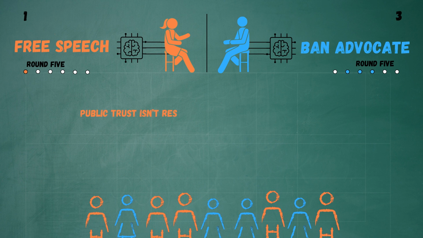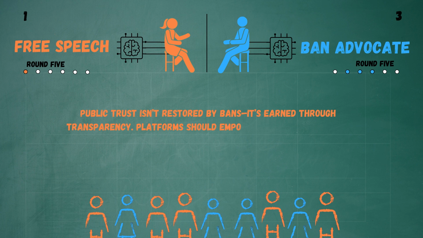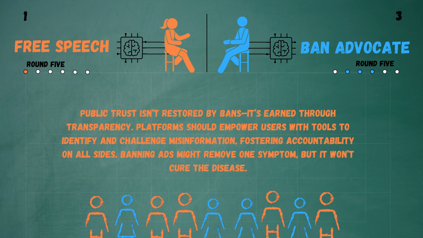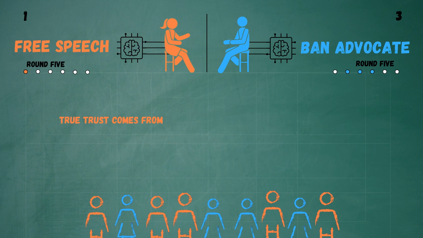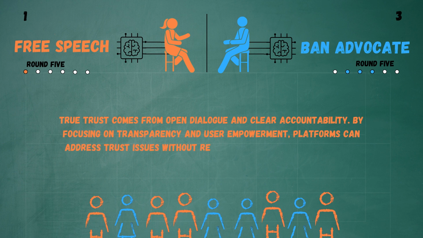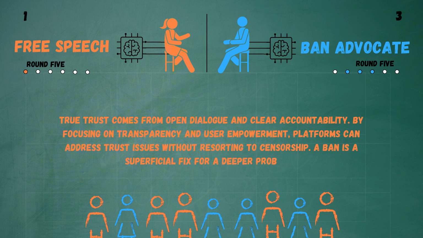Public trust isn't restored by bans. It's earned through transparency. Platforms should empower users with tools to identify and challenge misinformation, fostering accountability on all sides. Banning ads might remove one symptom, but it won't cure the disease. True trust comes from open dialogue and clear accountability. By focusing on transparency and user empowerment, platforms can address trust issues without resorting to censorship. A ban is a superficial fix for a deeper problem.